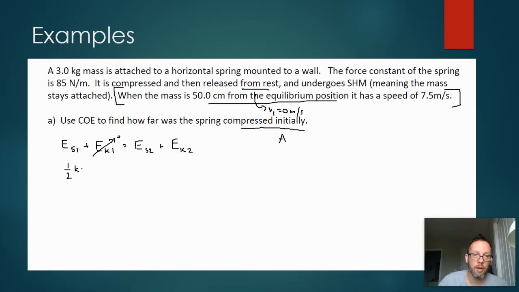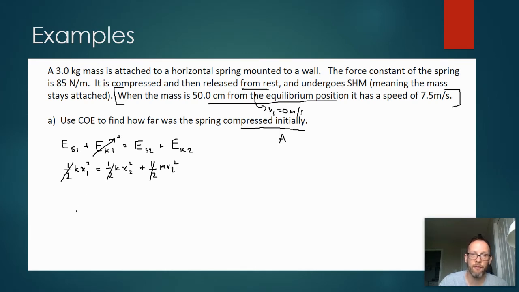Or if you like to just keep what we've been doing, if you want to use x1 for initial stretch, that works too. And then the final spring energy is 1/2 k x2 squared, where x2 is the final stretch, plus 1/2 m v2 squared. The nice thing about this problem is the halves all divide out. And we have k, we have m, we have the final x2 and the final v2.